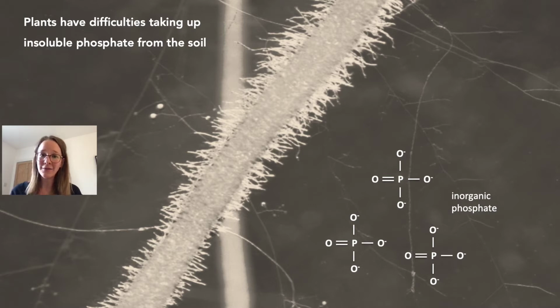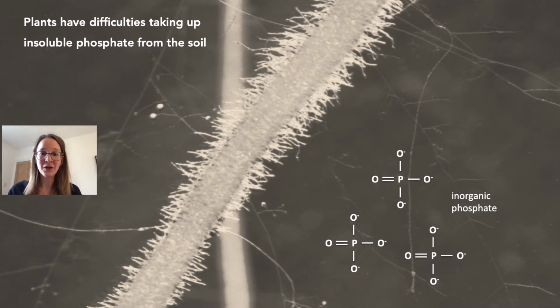The fungal hyphae, however, you can see these very thin fungal hyphae. They're much thinner and they can grow much further into the soil. And they can reach these inorganic phosphate deposits. They can then take them up in the soil and transport them all the way along these fungal hyphae into the roots, where they are released in arbuscules.